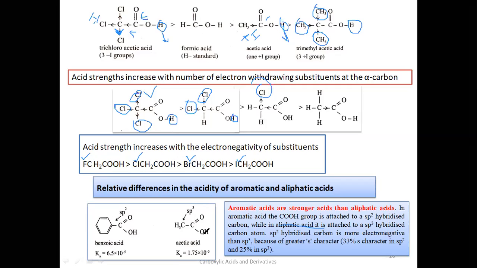Till now we have discussed the acidities of aliphatic carboxylic acids. Now let us see, this is an aromatic carboxylic acid because there is a benzene ring. This is aliphatic because there is an alkyl group.